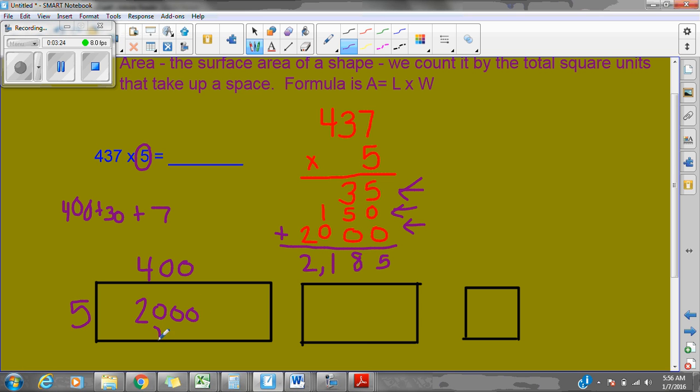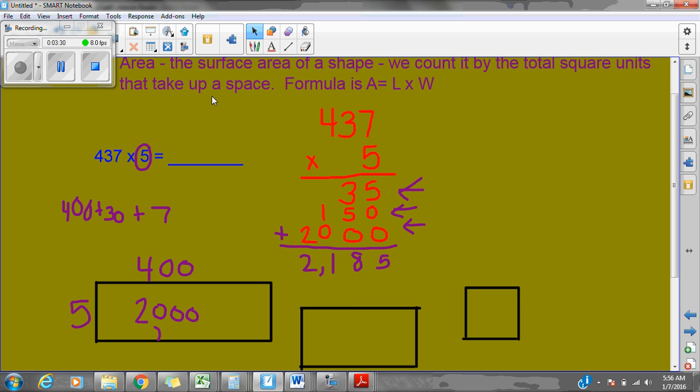Same thing. I'm going to move this down a bit. And if I do the second one, I can see that I have 5, because that's still my width, times 30. I know that, and I have the answers right here. It's 150, so I can write that inside to show the area. This last part would be 5 times 7. I already know it. It's 35. And then I could add those areas together.